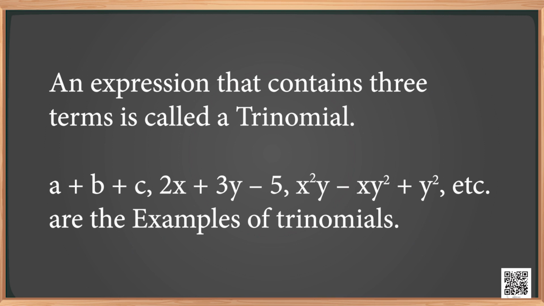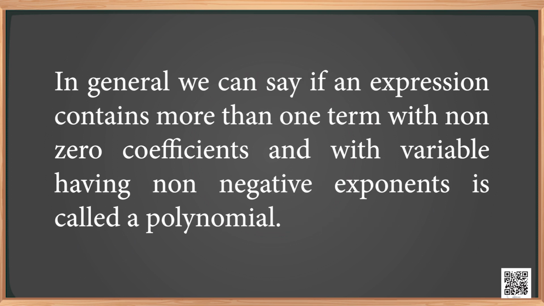An expression that contains three terms is called a trinomial. A plus b plus c, 2x plus 3y minus 5, x square y minus xy square plus y square, etc. are the examples of trinomials. In general, we can say if an expression contains more than one term with non-zero coefficients and with variable having non-negative exponents, it is called a polynomial.